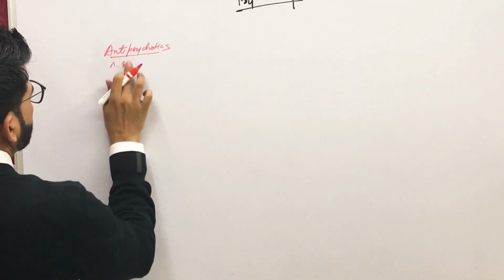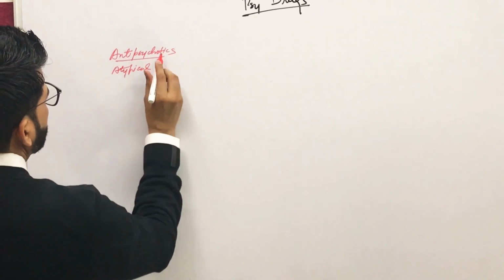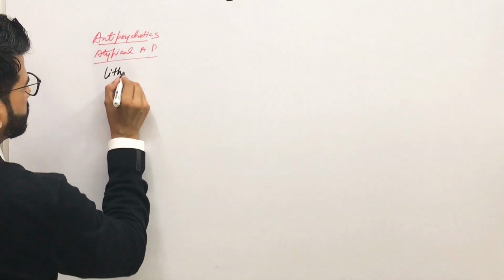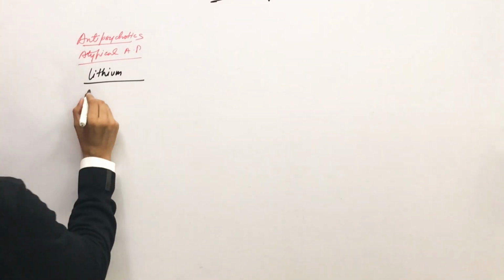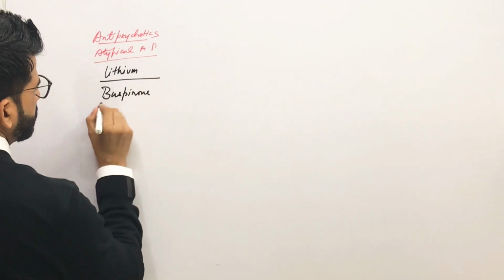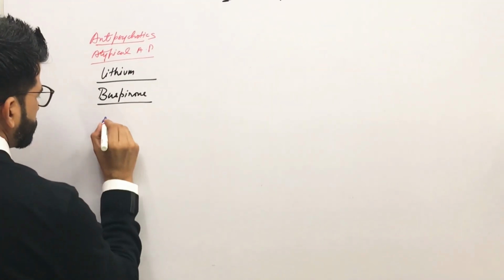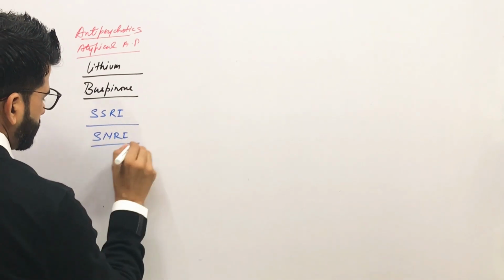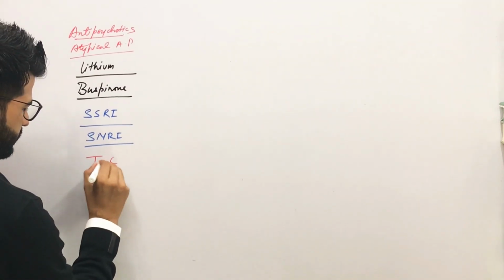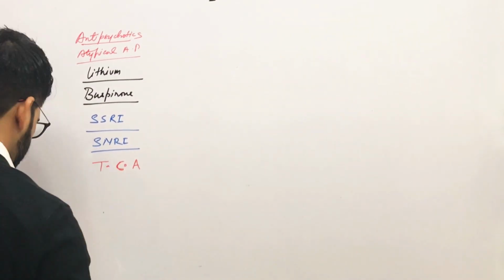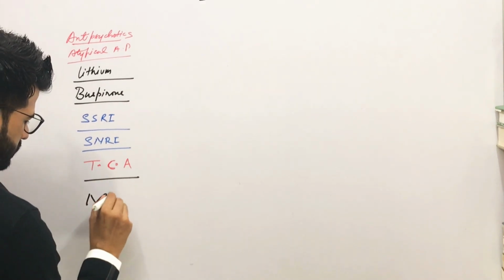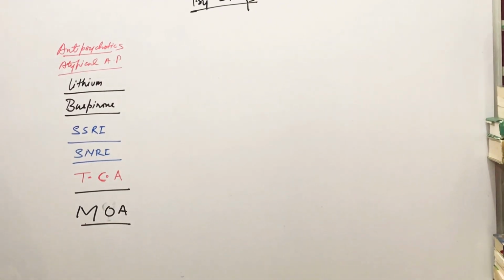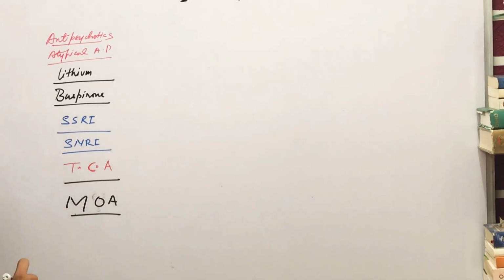Then next is your atypical antipsychotics. Next is your lithium. Next, buspirone. Next in line is your SSRI. Then you have your SNRI. Next you have your tricyclic antidepressants. And then you have your monoamine oxidase, MAO inhibitors. And last we have your atypical antidepressants.